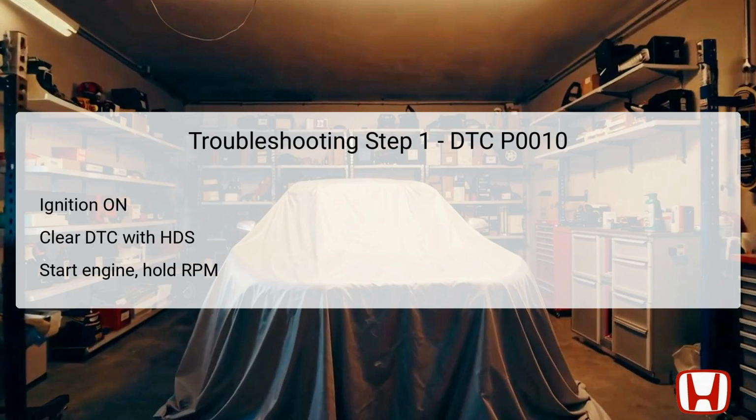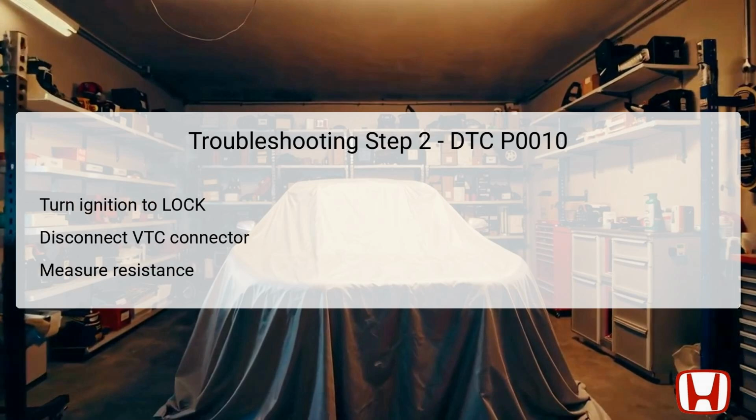Once cleared, start the engine and hold the RPM at about 3,000 without any load, either in park or neutral. This step is essential as it allows the engine to reach optimal operating temperature while monitoring systems. After doing this, allow the engine to idle and execute the variable timing control (VTC) test in the HDS's inspection menu. Finally, check again for any pending or confirmed DTCs to see if P0010 reappears. Recording this data is vital for accurate diagnosis.